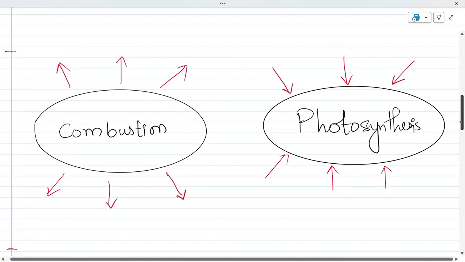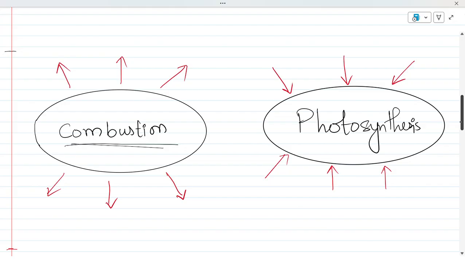Now think about the combustion reaction, the burning of fuels, in which the energy is released into the surroundings. The temperature of the surroundings is increased in the combustion reaction. So this is the sign of an exothermic reaction. In an exothermic reaction, the surrounding temperature increases, which we can easily measure using thermometers.